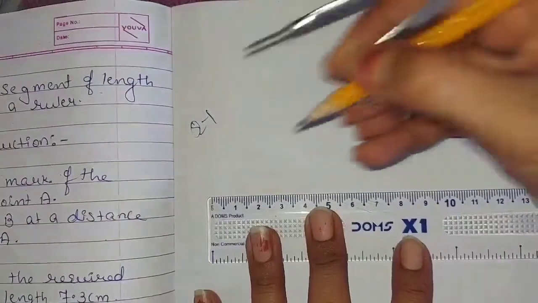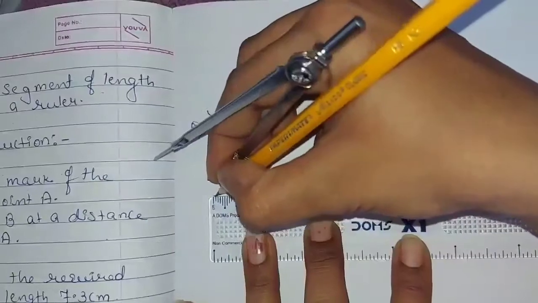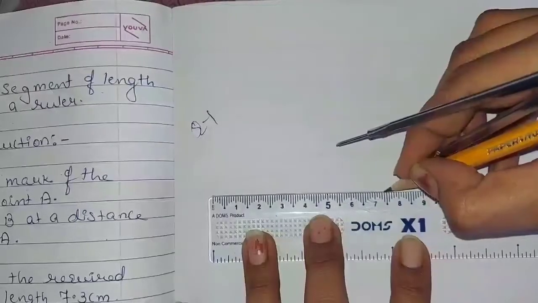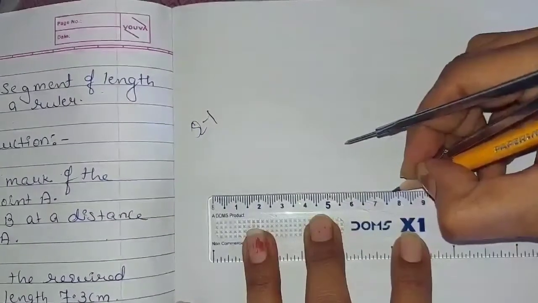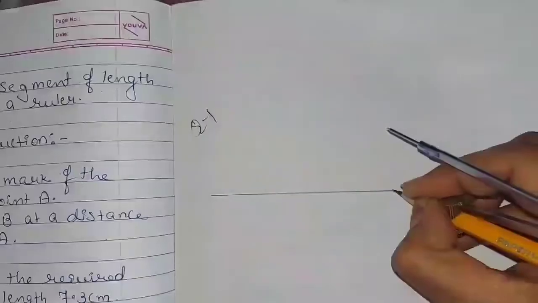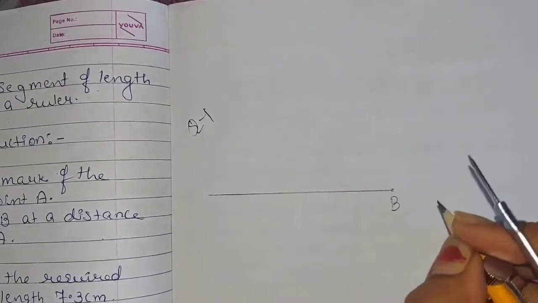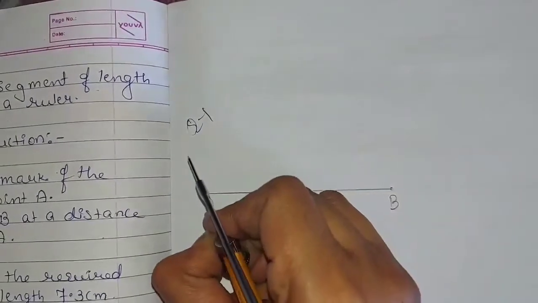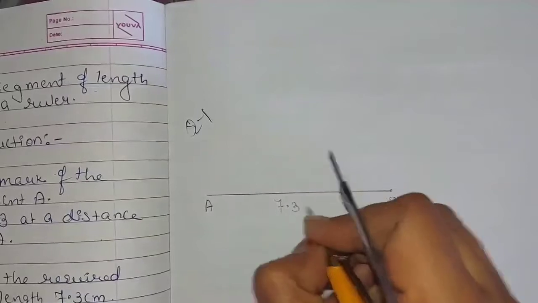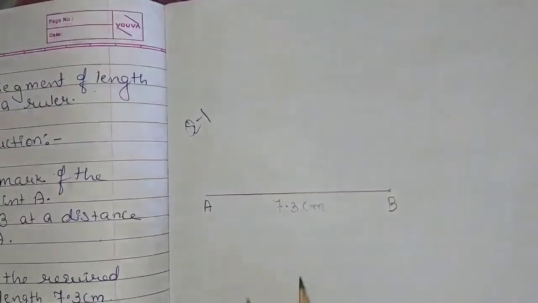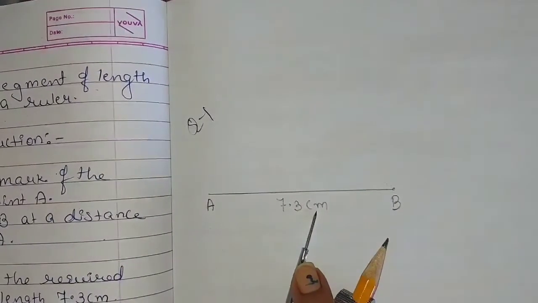So students, this is our zero mark where we have to mark point A and we have to draw till 7.3. So this is 7, 1, 2 and 3. Hence this is till 7.3. At this point we have to mark B, and from the starting point, that is 0, we have to mark A, and here we will write 7.3 cm. Why? Because this distance is 7.3 cm.